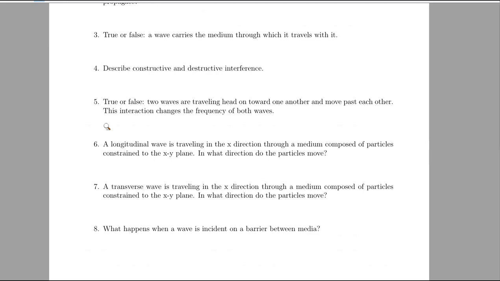Okay, describe constructive and destructive interference. So interference is what happens when two waves occupy the same space. And if they are both positive, if some part of the wave, they're both positive and they add together, then they construct. That's called constructive interference. If one is positive and one is negative, then they destruct, and that's called destructive interference.